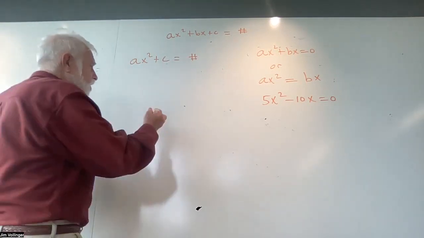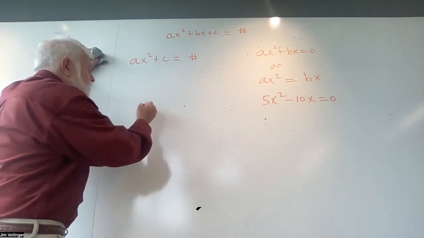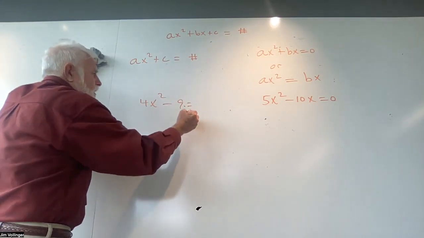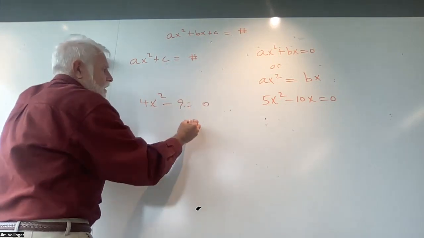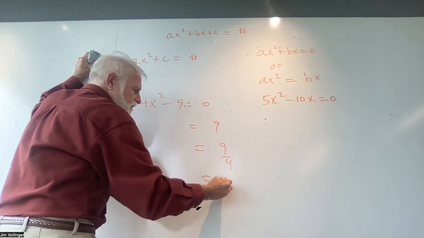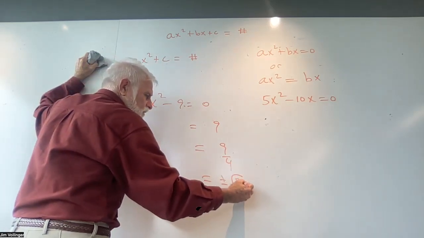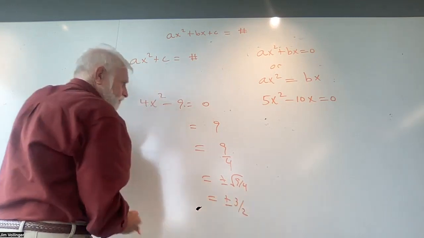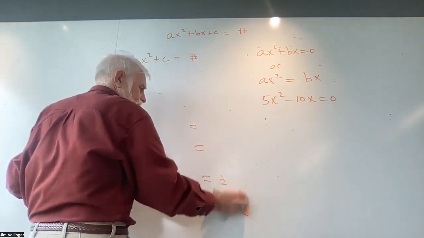All right, so let's just solve 3 more or 4 more of these. So let's do 4x squared minus 9, sorry, equals 0. So bring the 9 over, divide by 4, take the plus minus square root of 9/4, which actually is plus minus 3/2.